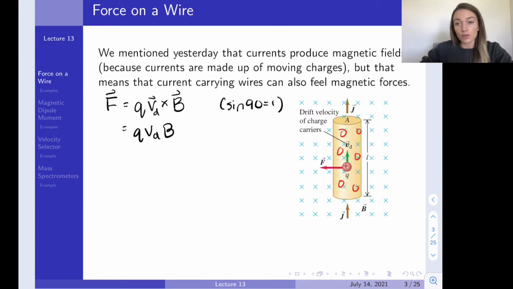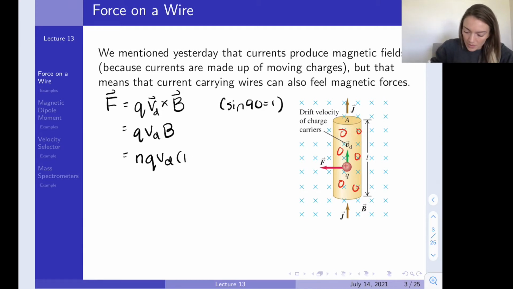So to find the total force on this entire segment of wire, we're going to need to multiply, because we have some density of particles n. They all have charge q and are moving at velocity vd. But then we have this volume of wire. So we have this many particles in some volume of wire given by the cross-sectional area of our wire A times the length of our wire. So times A times the length, times B, and this is the total magnetic force now on this segment of wire, where this was just the force on one particular particle in that wire.